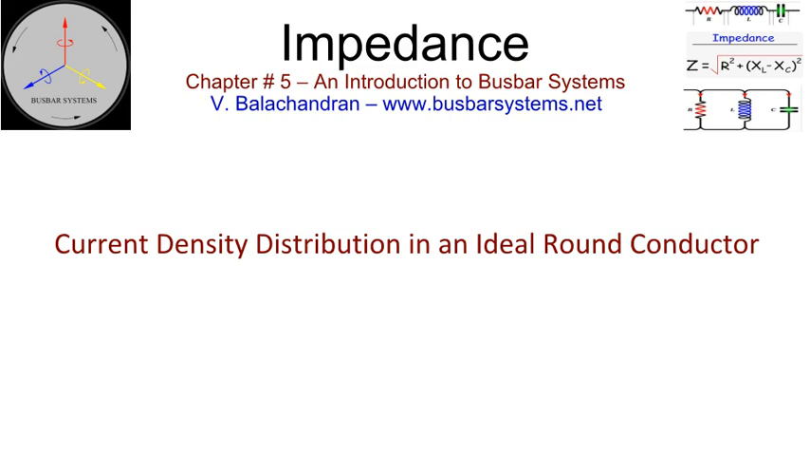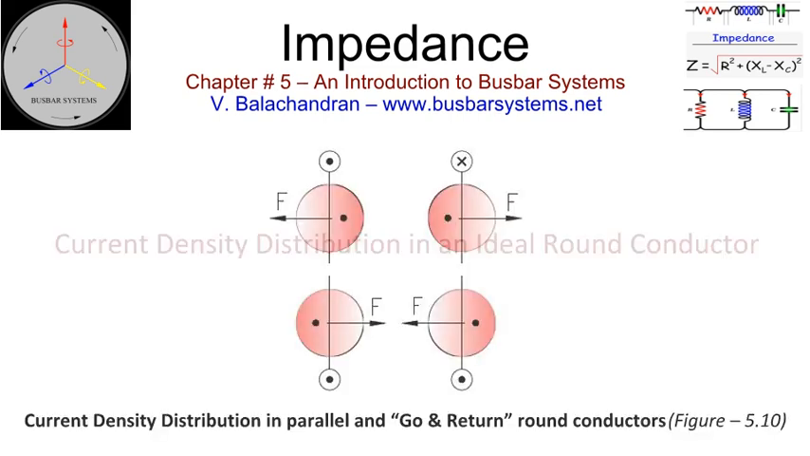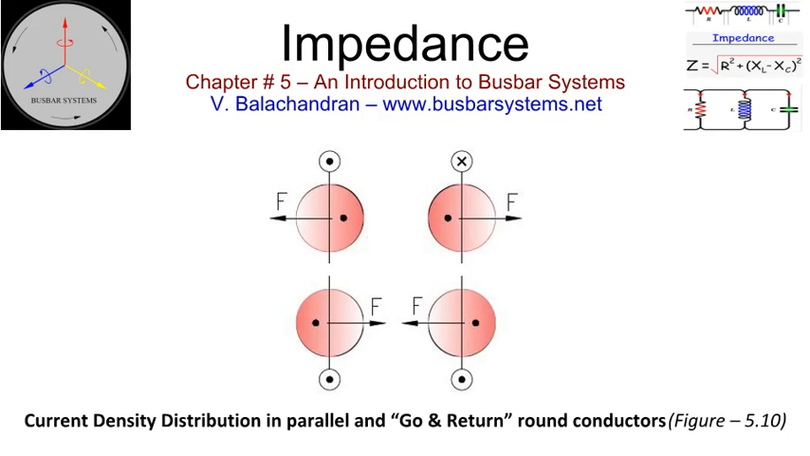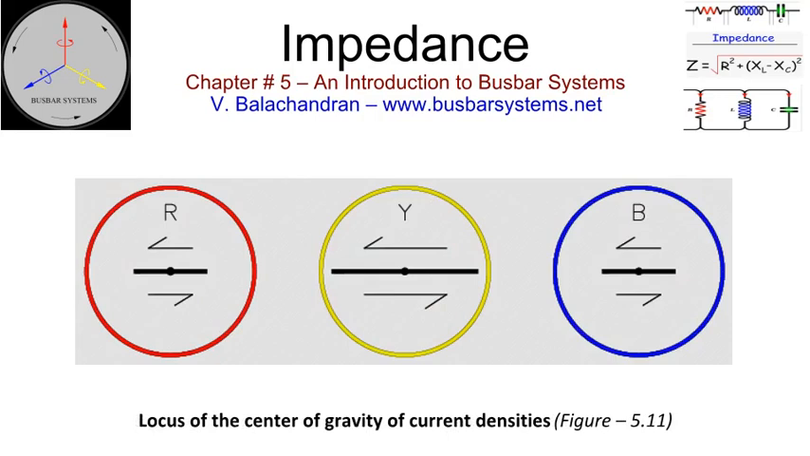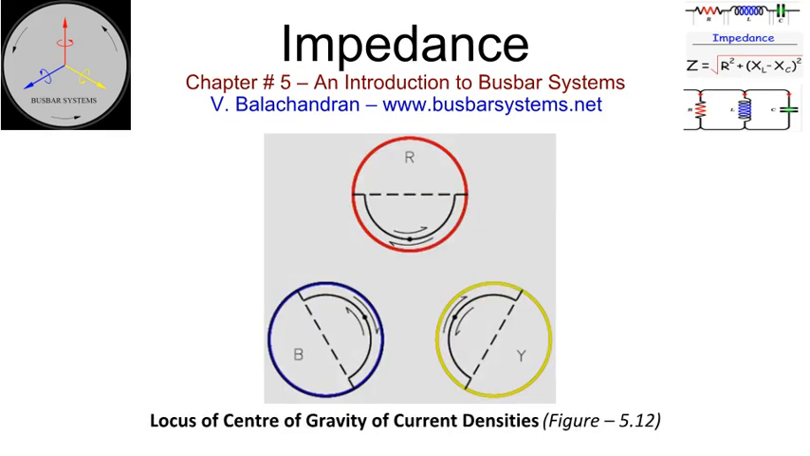The asymmetry and distortion in the current density will be more with the decrease in distance. This current density distribution will pulsate in intensity at twice the system frequency in a synchronous manner. In a three-phase system, the neighboring conductors of a different phase can alternatingly carry current in the same direction and the opposite direction. Current density distribution in parallel go and return round conductors. Locus of the center of gravity of current densities for a three-phase system, with conductors arranged in line formation. Locus of the center of gravity of current densities for a three-phase system, with conductors arranged in delta formation.